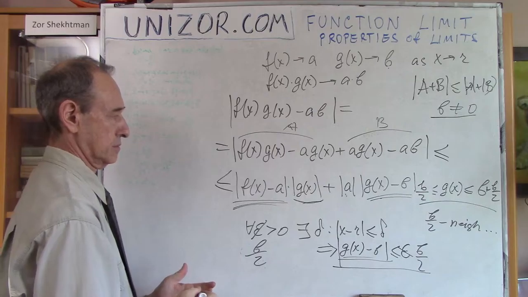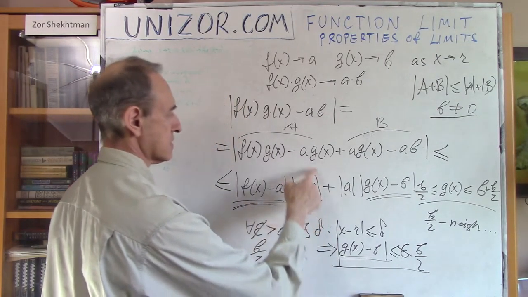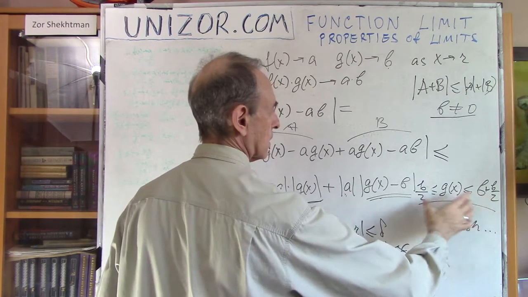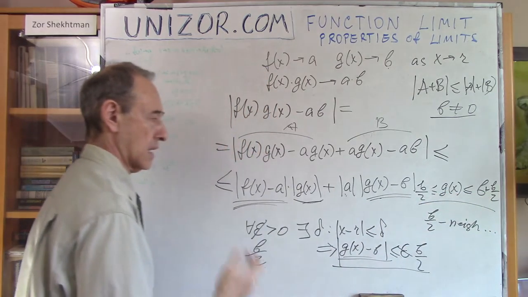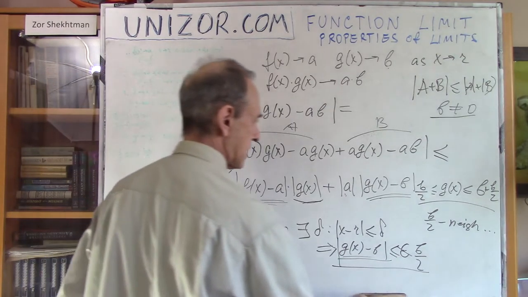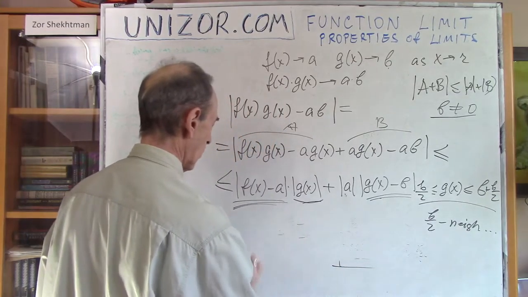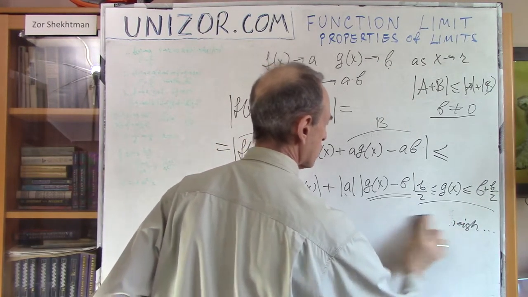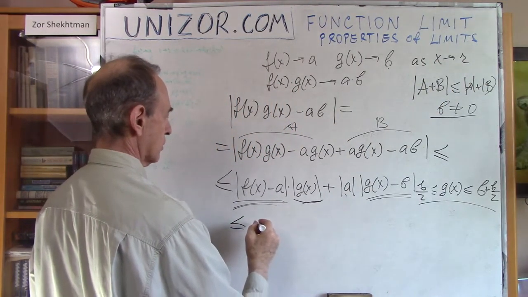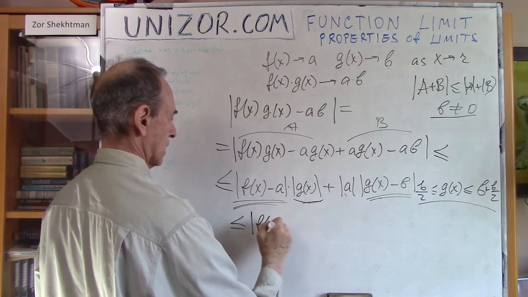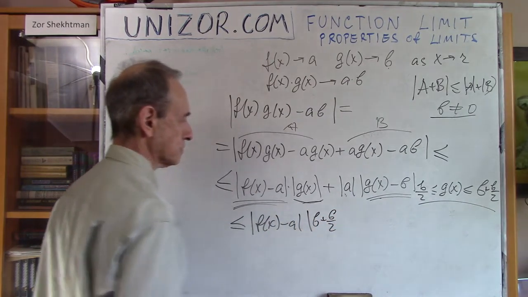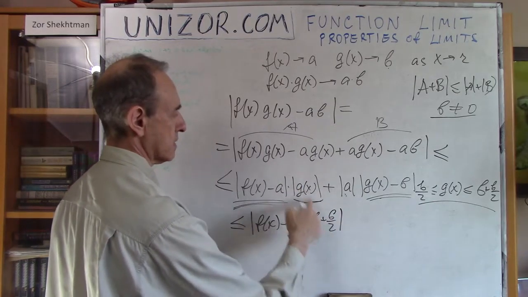Now, why did I do it? Well, primarily for this particular reason. Since I know that g of x right now is some kind of a value in between these two, as long as my delta is sufficiently small, I can actually say that with x sufficiently close to r, this is less than or equal to, let's say, |f at x minus a| times b plus b over 2. I just replace, which is 3b over 2.